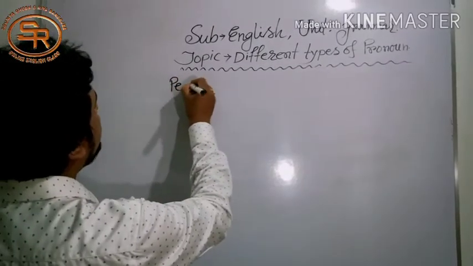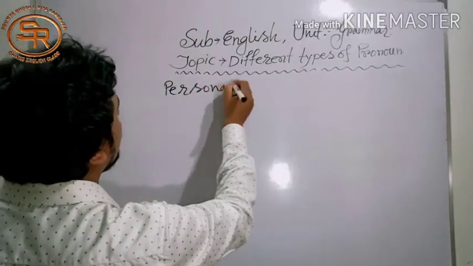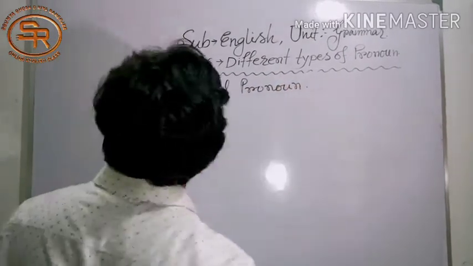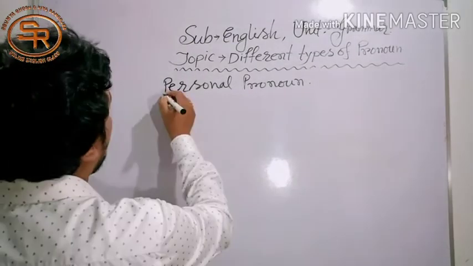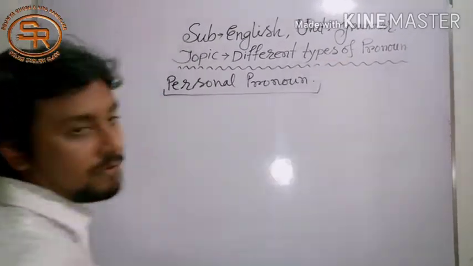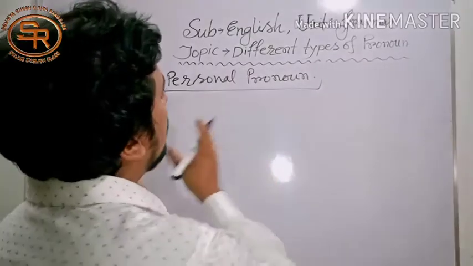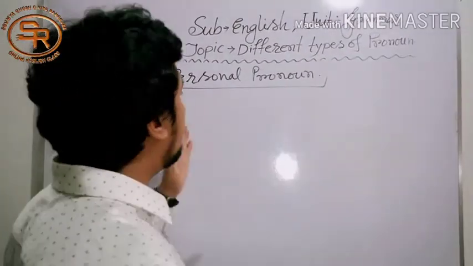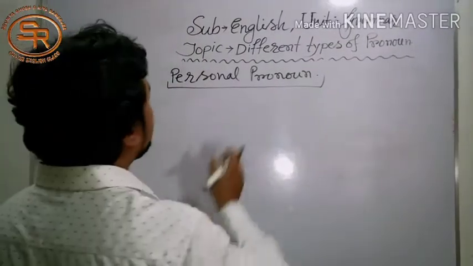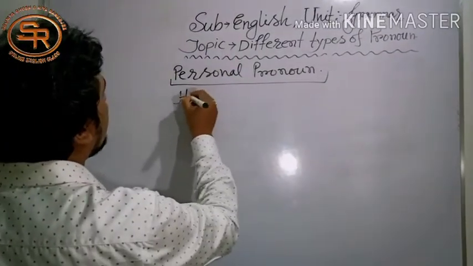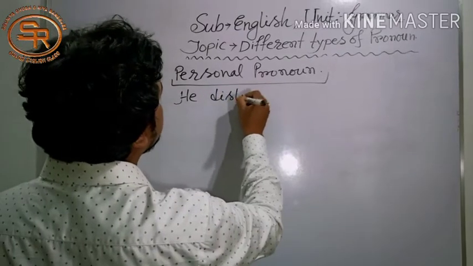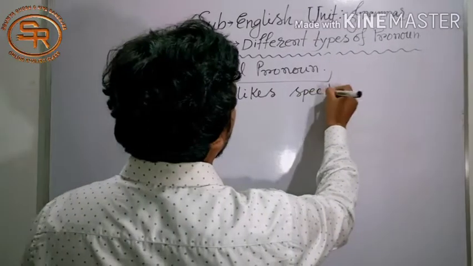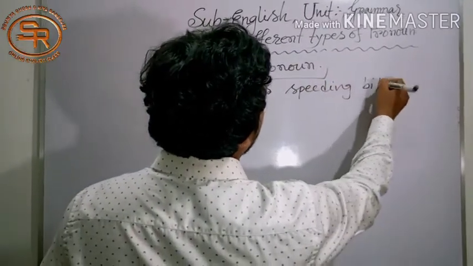So this is the personal pronoun, and at first I will write one example, and I will first take the personal pronoun and then I will talk about the definition. It is the wrong method to talk about the definition first and then go to the example, so I don't follow that method. So at first I will come to the example. He dislikes speeding bike.